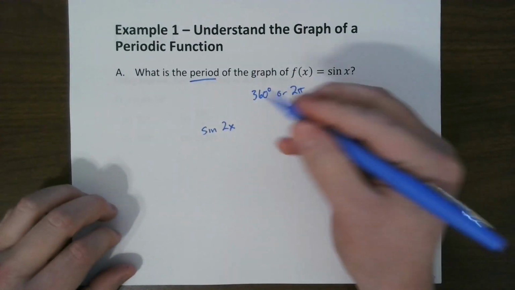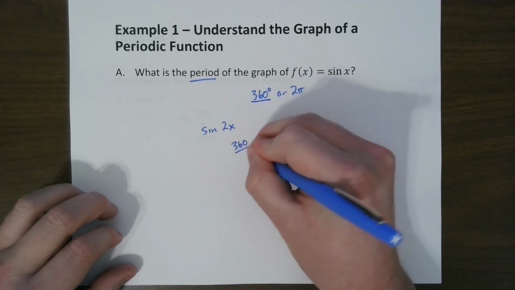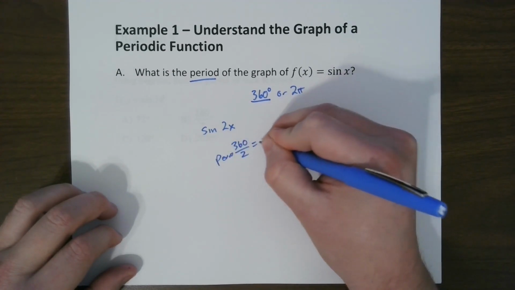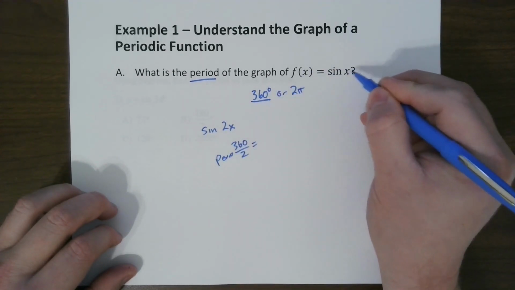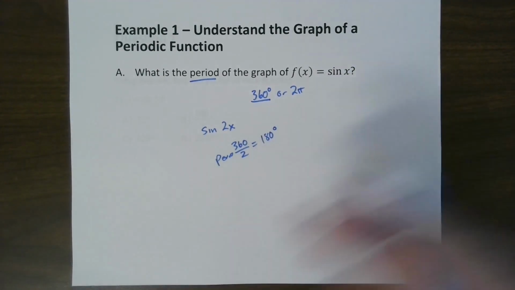So let's say we have sine of 2x. All we got to do is take this 360 and we divide it by 2, and that is our new period. So the period is 360 divided by whatever number's in front of the x. So this would be 180 degrees.